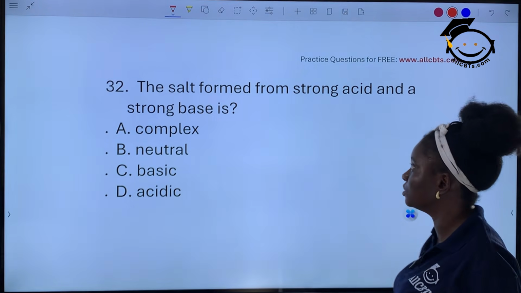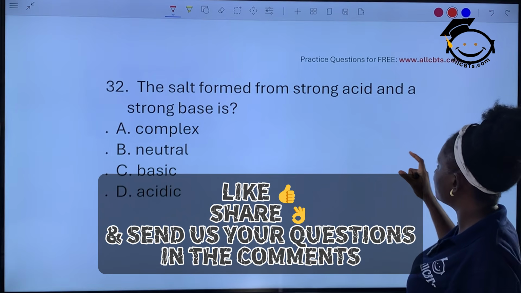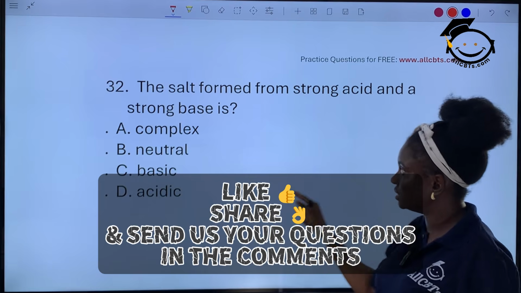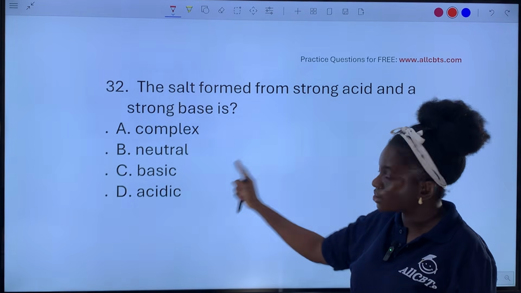Question 32. The salt formed from strong acid and strong base. Remember, we discussed about it.